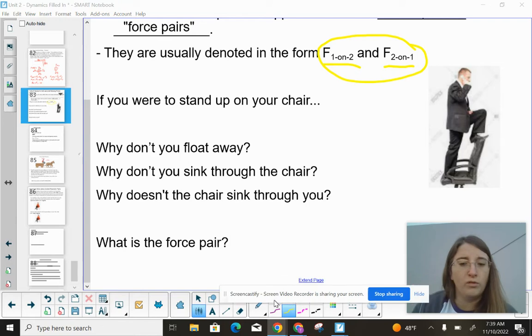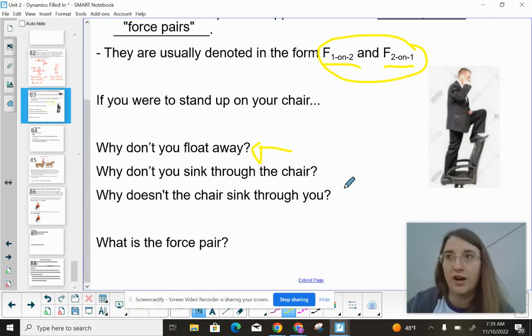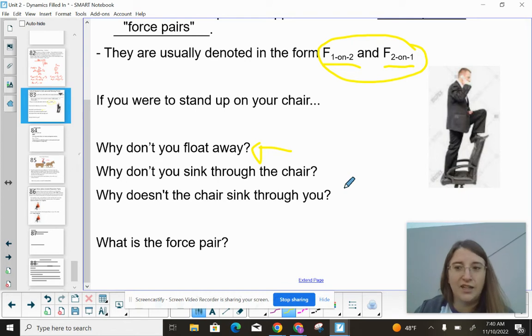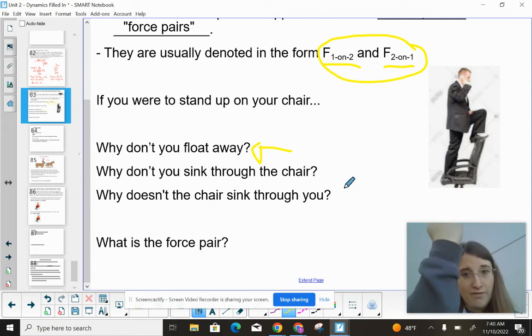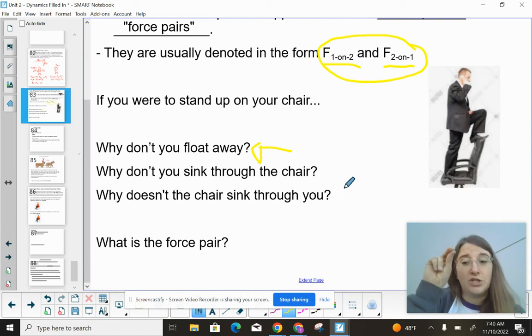So just thinking this through again, we've talked about this, in particular with the normal force. This is why you don't float away, you don't sink into the chair, and the chair is not sinking through you. In order for these things to not happen, if you are exerting a force on the chair, which in this case is your force of gravity on the chair, what force is exerted up on you? What would we call that force? Well, if you have the force of gravity down on the chair, the force upward would be the normal force because you're on the surface. We need that reaction force.